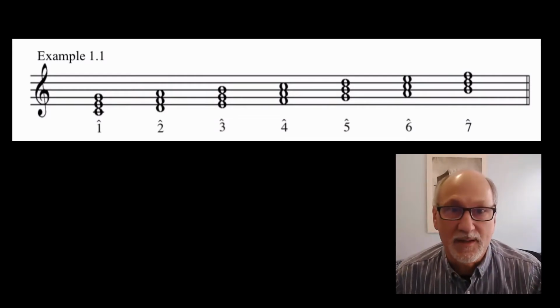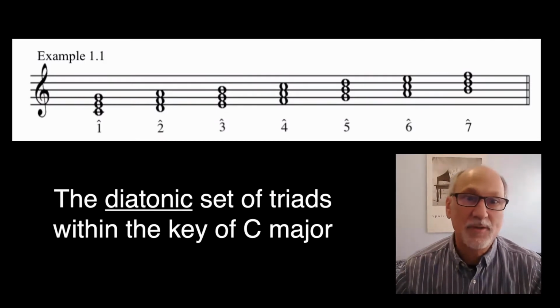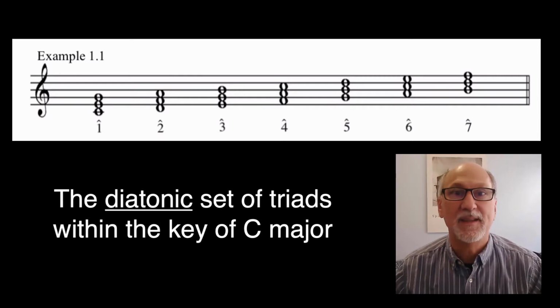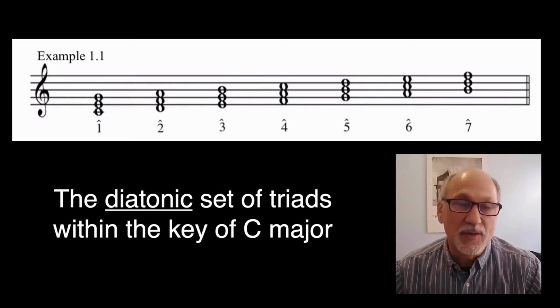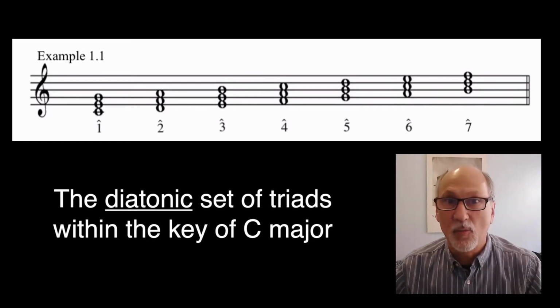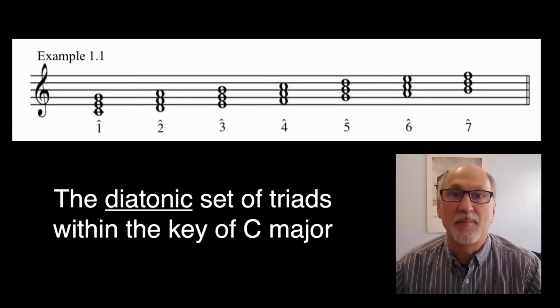A system like this that's based only on the notes of a particular major or minor scale is called diatonic. Here's a chart of the diatonic triads that fit in the key of C. And take a look. The scale degrees are written underneath using those conventional ways of notating them. Scale degree 1, scale degree 2, scale degree 3, etc. with the little carets above those numbers.